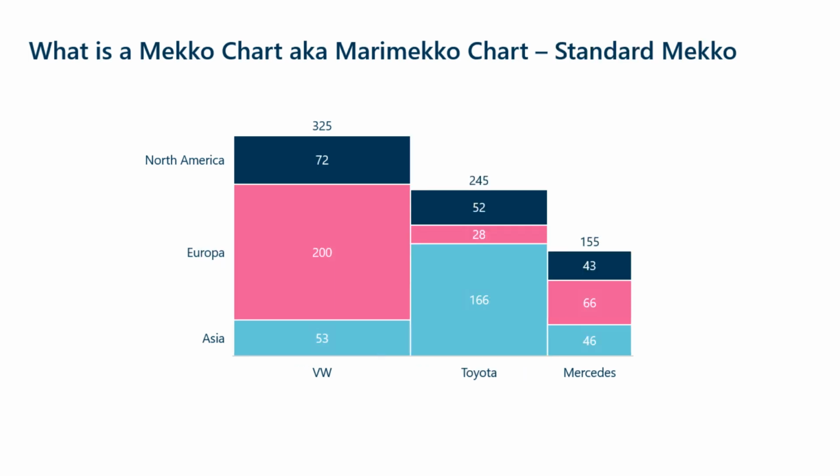Another version is the standard Mekko chart that has variable heights and widths. This type of chart allows for the comparison of both the relative proportions of groups within each variable and the overall magnitude of each category across variables. Let's break it down some more with a more complicated example.